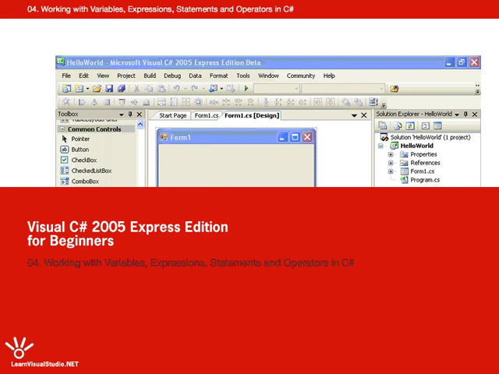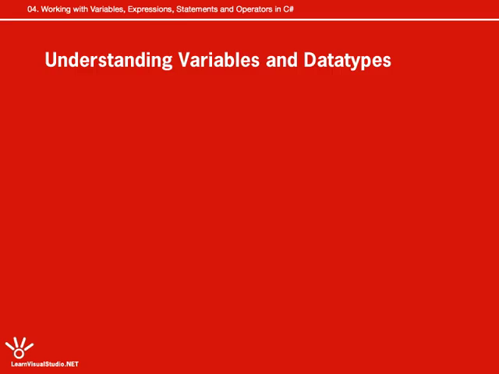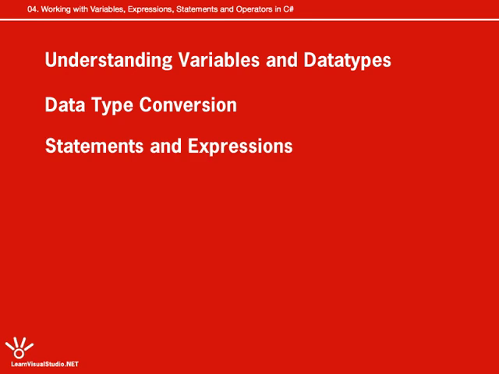Hello again. In this lesson we'll talk about using variables in C#, what they are, how to declare them, and I'll explain what data types are and how they fit into the picture, how to convert values from one data type into another, and so on. And then we're going to talk about the difference between statements and expressions and look at the different types of each. So let's get started right now.